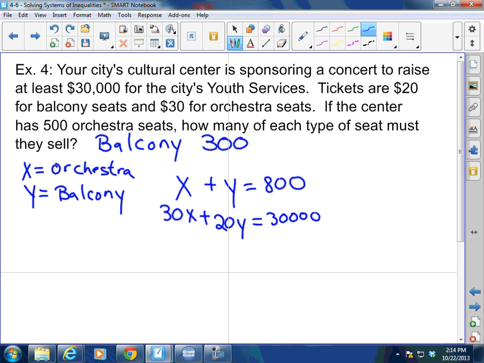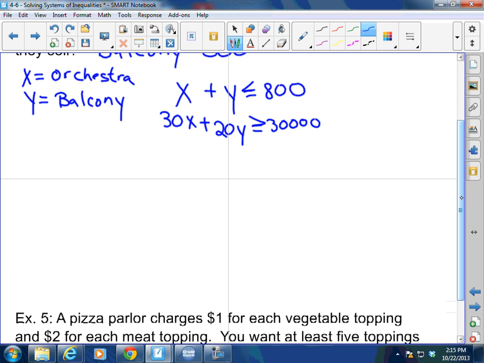Now, what do I do? I'm sorry. And this can be less than or equal to, and at least greater than or equal to. Okay? Sorry about that. Does that make sense? Because you have to have less than or equal to 800 seats because there's no more. And you want to make more than 30,000, right? Now, do not solve for y, because you're going to have a mission.